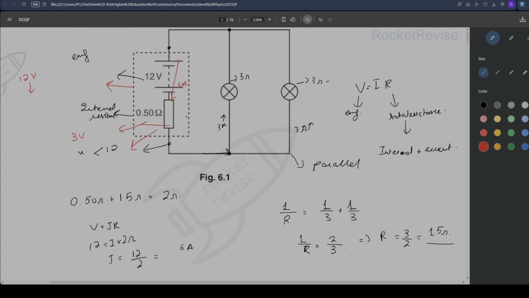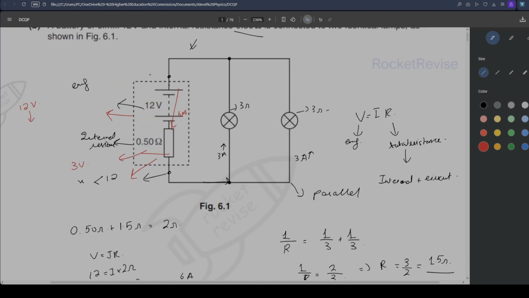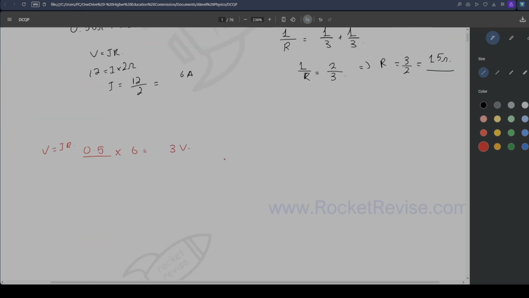So at the terminals, we're actually getting a total of 9 volts across these terminals outside the battery, because 3 volts are being used up by the internal resistance. So now we know that the lamps would have a voltage of 9 volts. That's the potential difference that's being supplied to the lamps.